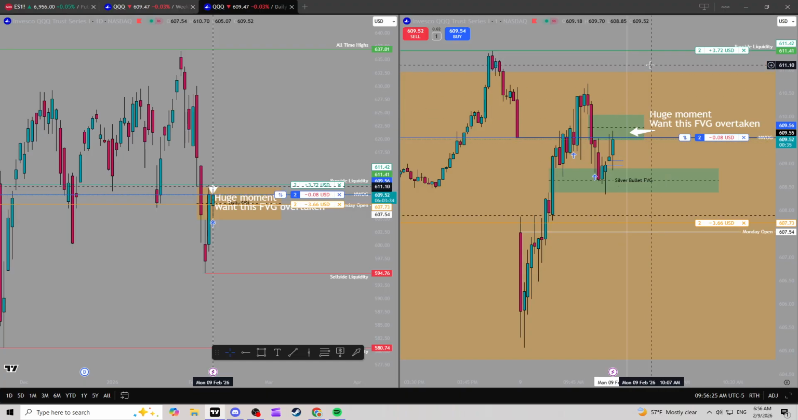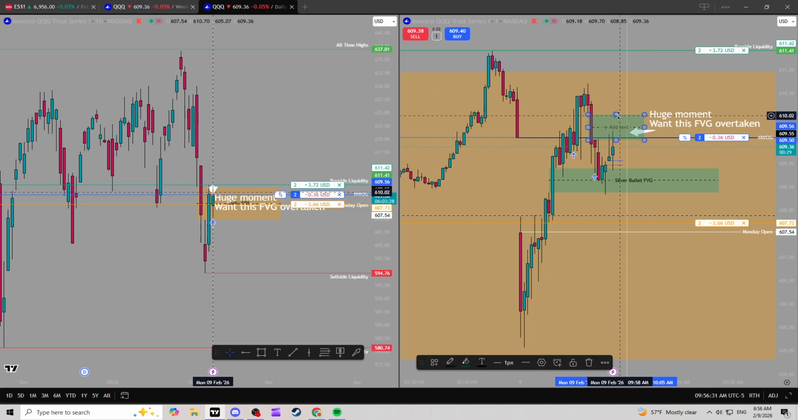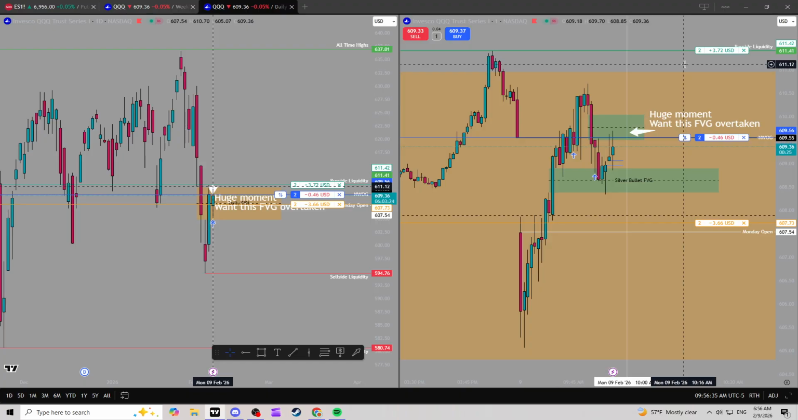You want to see this fair value gap be overtaken. And that means a closure above this green line at 610.05. I don't like how it's just ranging in between the two. We want to see a clear sense of direction.